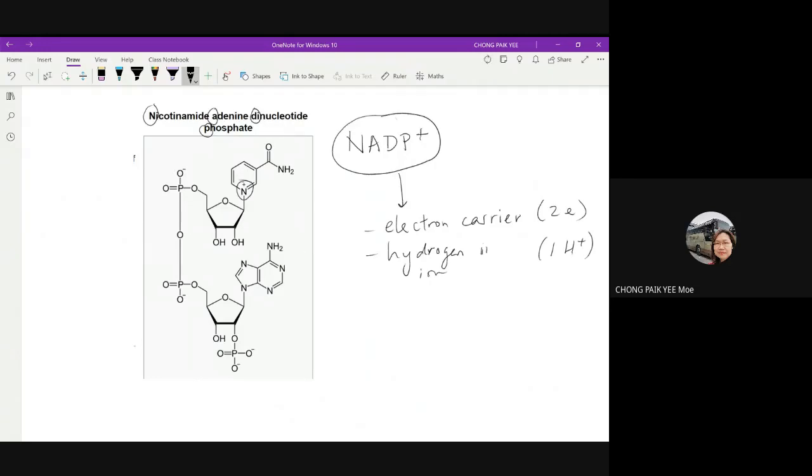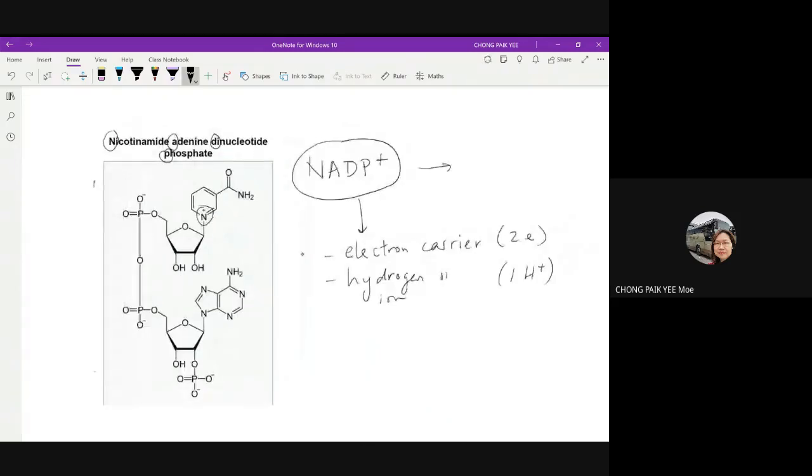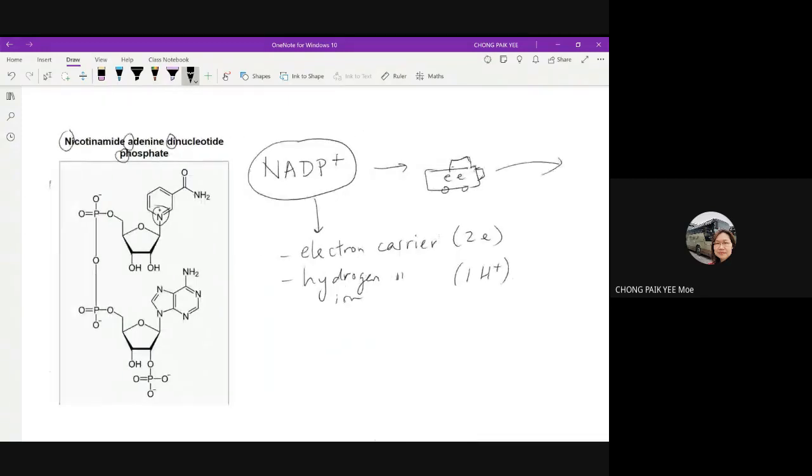Now, why do we need this? Because electrons are very small. You need something to carry them. So you can more or less imagine this like a lorry, like a pickup truck. I'm not very good at drawing this, but this is a truck that carries things. So you think of it as a pickup truck that carries electrons to deliver to another place where they are needed. Actually, it's going to bring them into the light-independent reaction, the second reaction.